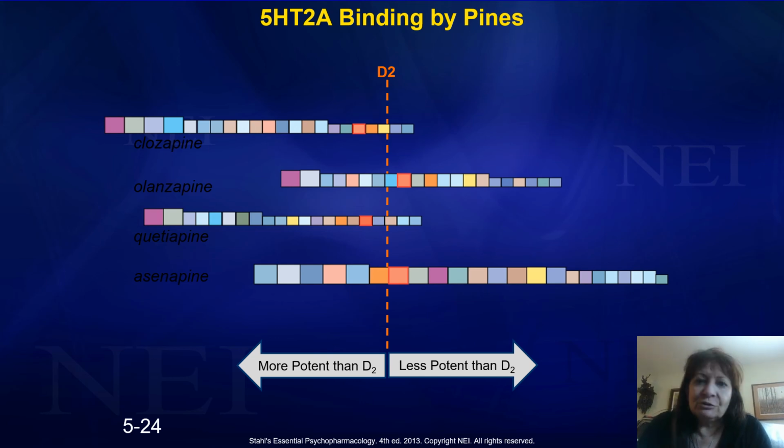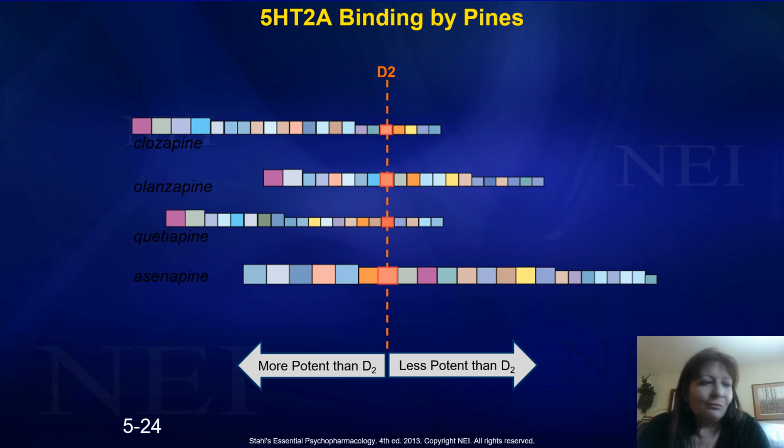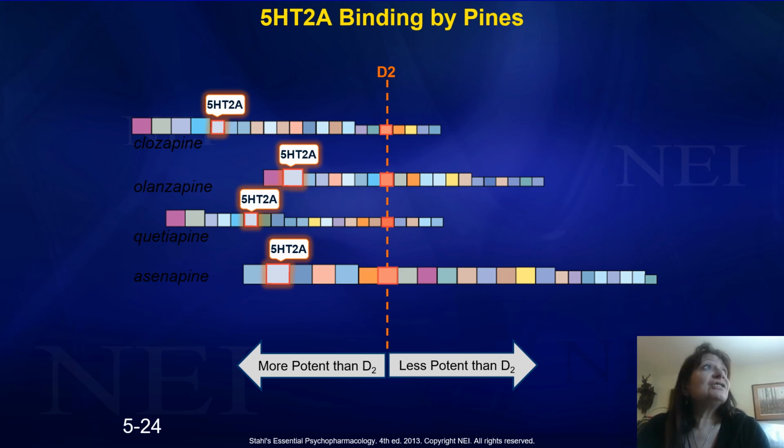So this is also true for the -dones. So there you can see that all four of these drugs bind more potently to the 5-HT2A than to the D2 receptor.